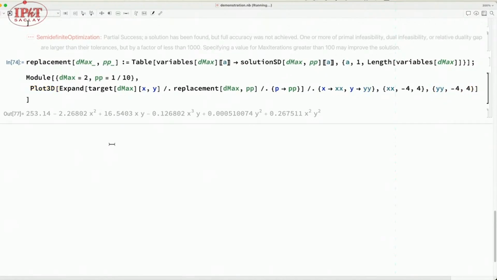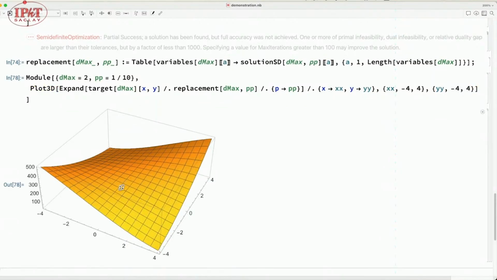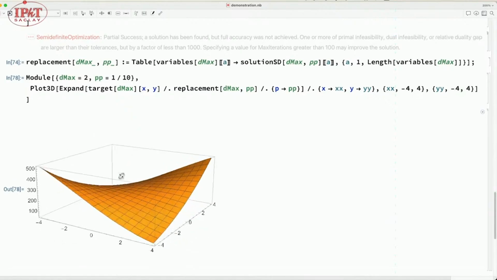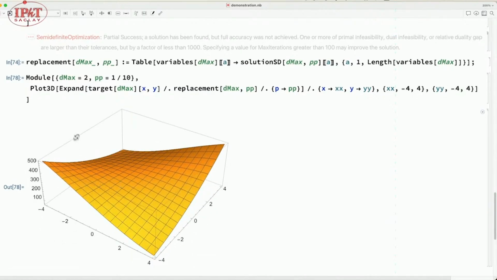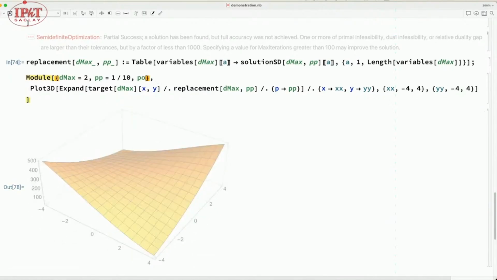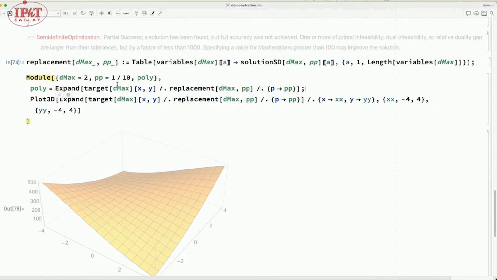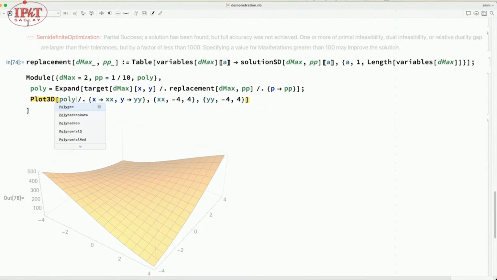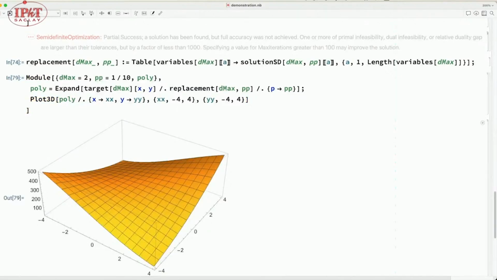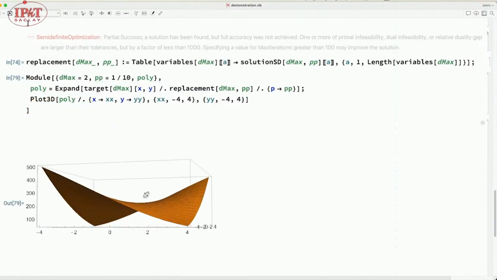I don't know why it's taking so long. Why is it taking so long? Maybe I should, let me just define a polynomial. I just want to make sure that the polynomial is not being recomputed every time, for every value of x. Okay, so this is a little bit faster, but it's not very good.